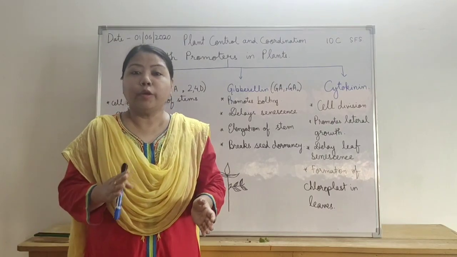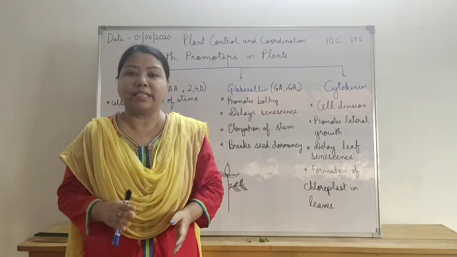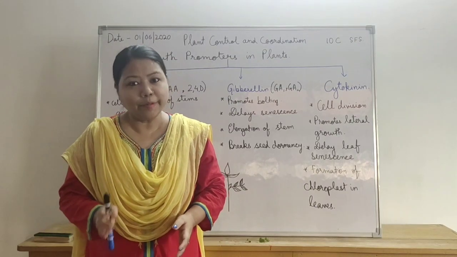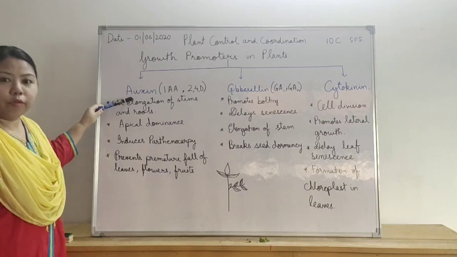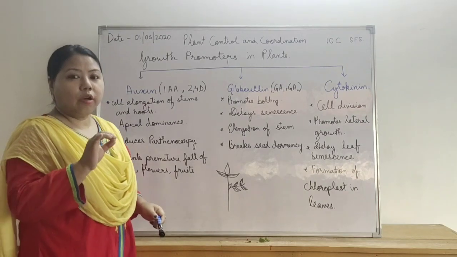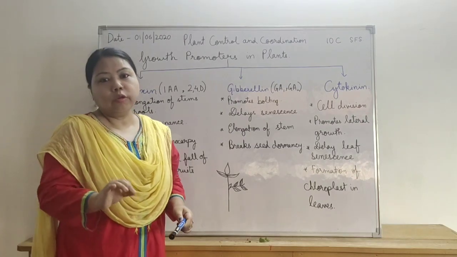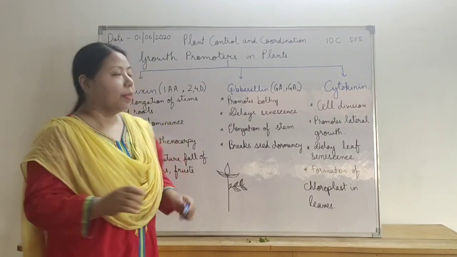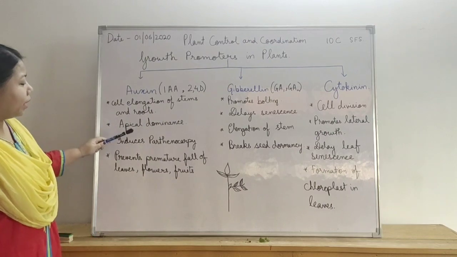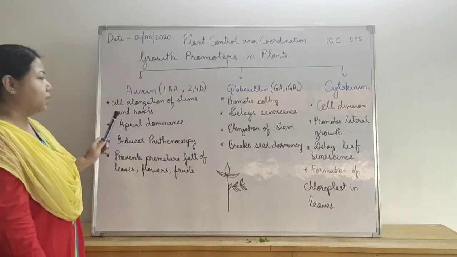2,4-D, dichlorophenoxyacetic acid. Fine? Okay. Now, let us understand the function of auxin. The main function of auxin is to help in the growth of the plant. Fine. Apart from that, there are many other functions of auxin also.